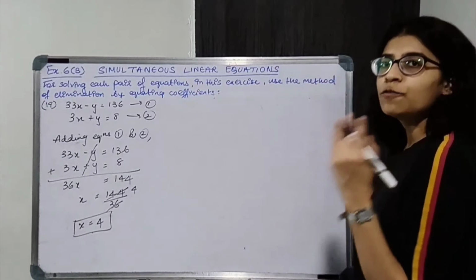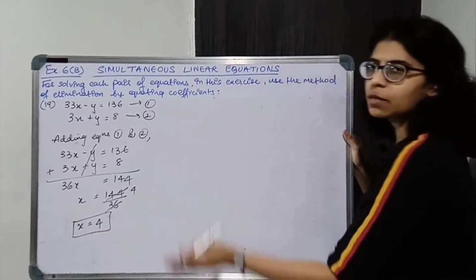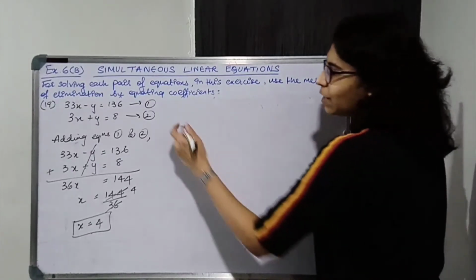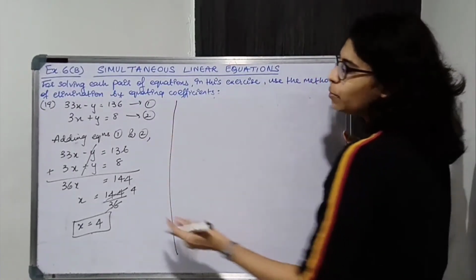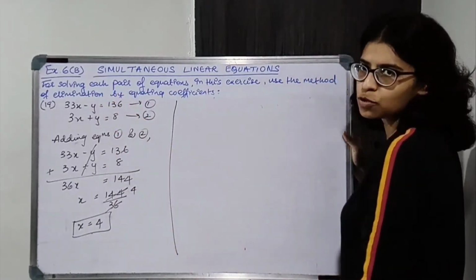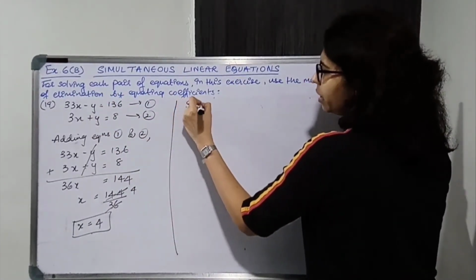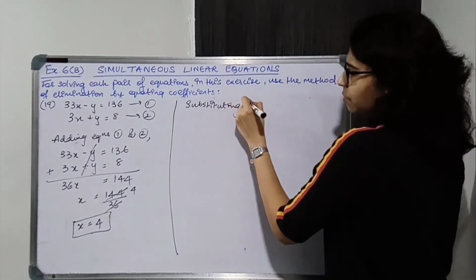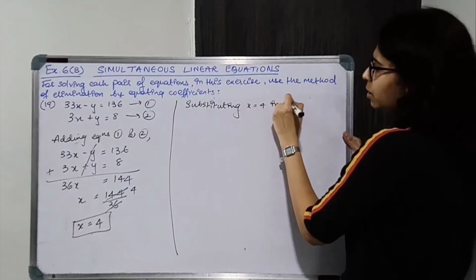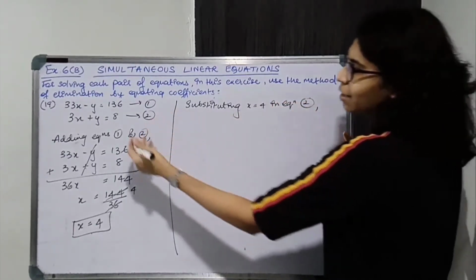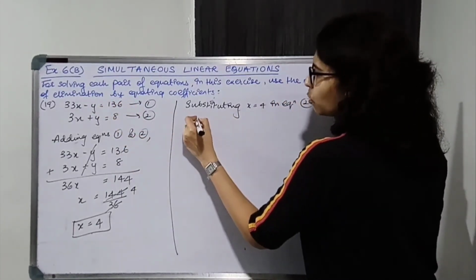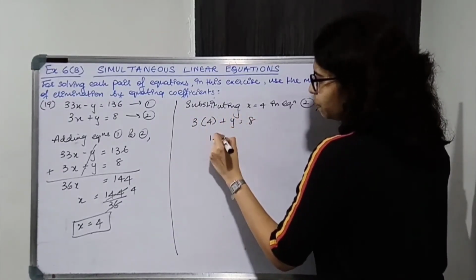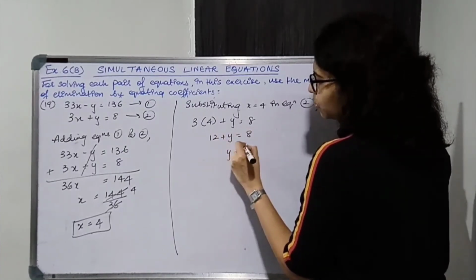Okay, fourth step, we will substitute the value of the variable in either of the equations and we will get the value of the other variable. The value of y is remaining, so we'll find that value by substituting this value in either of the equations. Okay, so substituting x equal to 4 in equation 2, it looks easy, there are small numbers, so 3 into 4 plus y is equal to 8. So 12 plus y is equal to 8, y is equal to 8 minus 12.